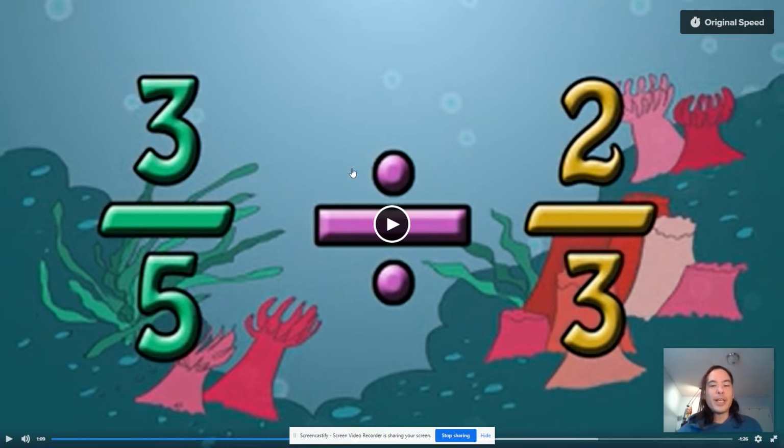Then we're going to change our division sign to a multiplication sign. And then we're going to flip our last fraction. When you get older, it's going to be called finding the reciprocal. But what that means is you're going to move the denominator to the numerator position and the numerator to the denominator position. So instead of 2/3, you'd have 3/2. And then you just do top times top, bottom times bottom. Don't forget to simplify.